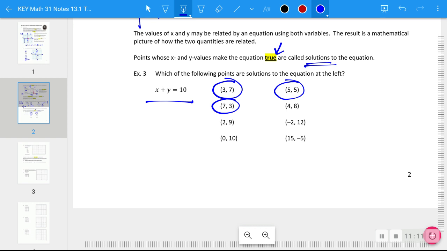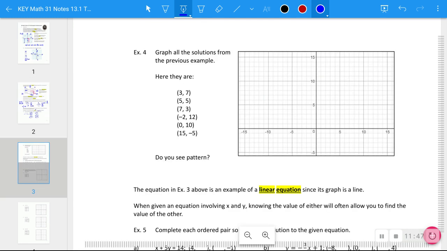I should point out that 3, 7 and 7, 3 are different locations. One is 3 to the right and 7 up, and the other is 7 to the right and 3 up. 4 and 8 do not add up to 10, and the x and y coordinates in this one here add up to 11, so we do not count that as a solution. But if you add negative 2, 12, that works. I'll continue with circling them when they work. And 0, 10 works, and so does 15, negative 5. If you add those together, you get 10. All right, so let's take these 6 points to the next problem here and see what happens.